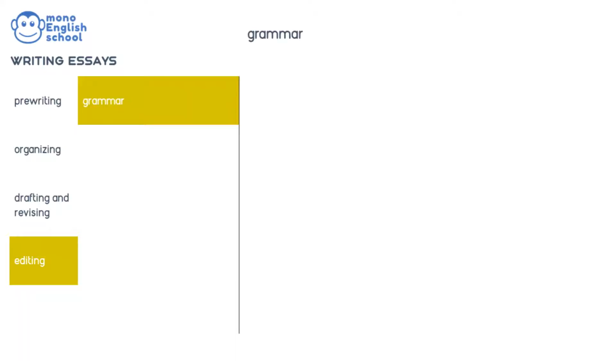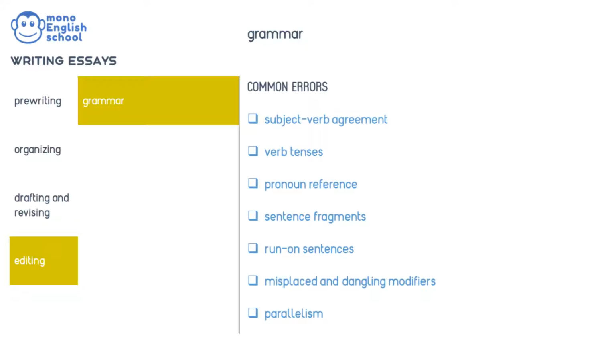Grammar is a large subject. In this video, we will concentrate on the most common types of grammar errors: subject-verb agreement, verb tenses, pronoun reference, sentence fragments, run-on sentences, misplaced and dangling modifiers, and parallelism. We will now discuss each in turn.